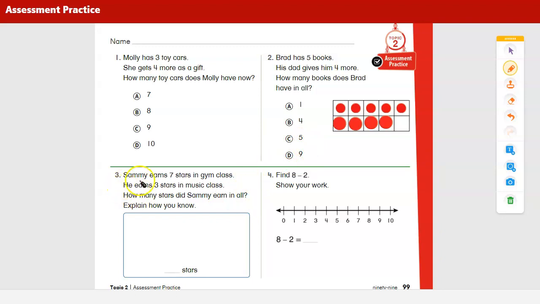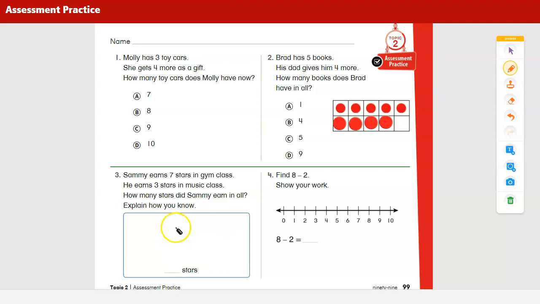Number 3 says Sammy earns 7 stars in gym class. He earns 3 stars in music class. How many stars did Sammy earn in all? Explain how you know. So for the explain part on number 3, you can just write the addition equation for how many stars Sammy earned in all.